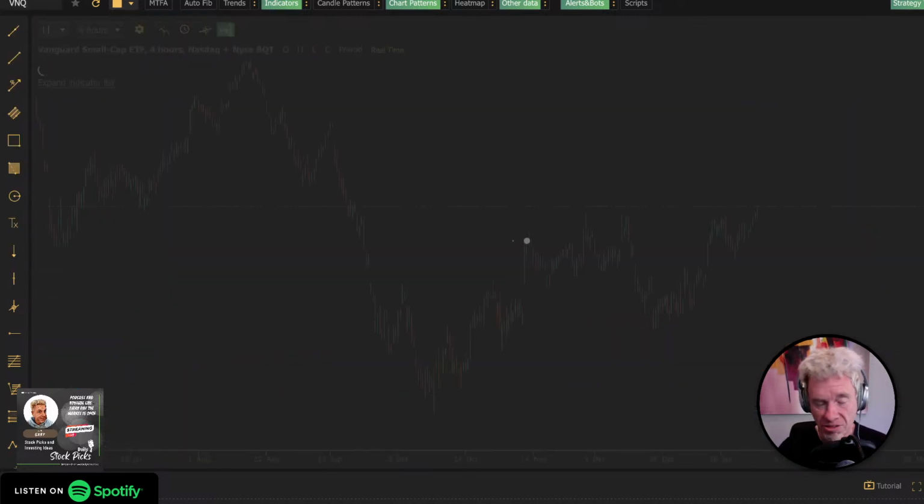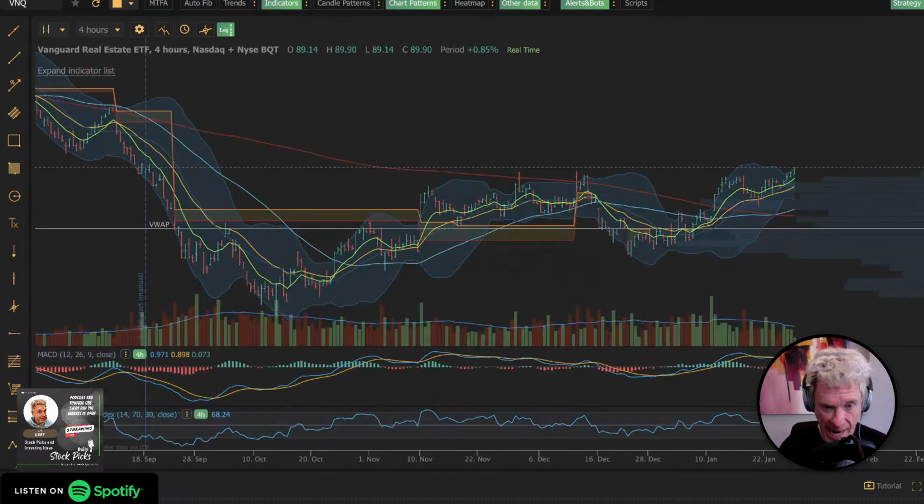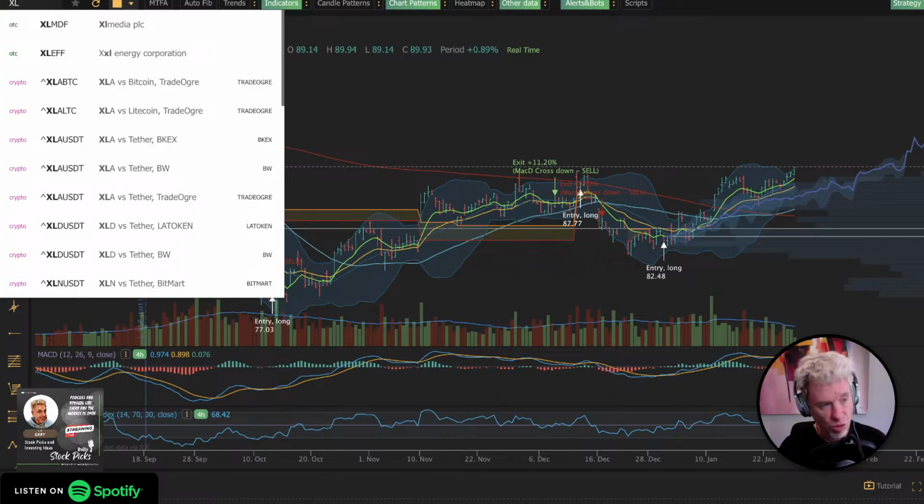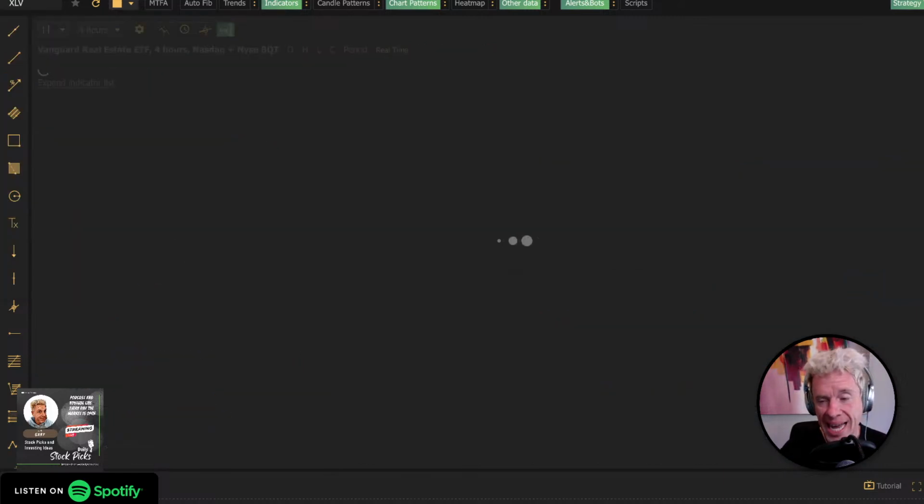VNQ, to go along with our DRN. This is the Vanguard Real Estate Sector ETF. The initial buy-in was in December at $82. You're at $89 right now. This is a secondary cross-up. The RSI is super high at 65. I don't know that I'd necessarily get into this, but the fact that DRN and VNQ, both of them, I mean, real estate market might be getting ready to either crash or move up significantly.